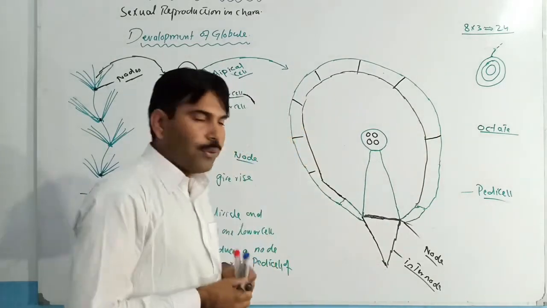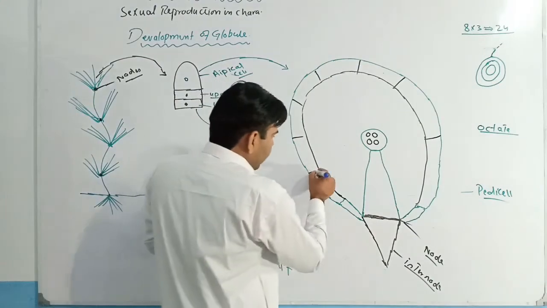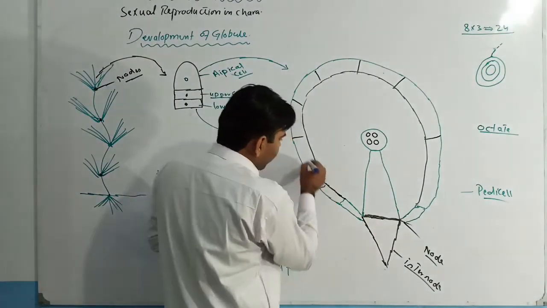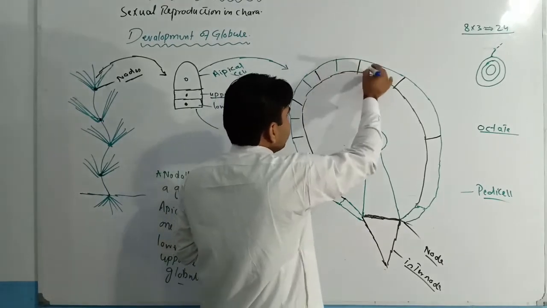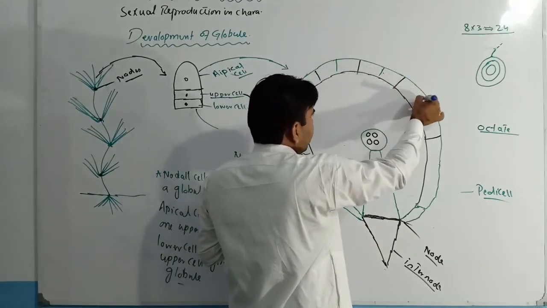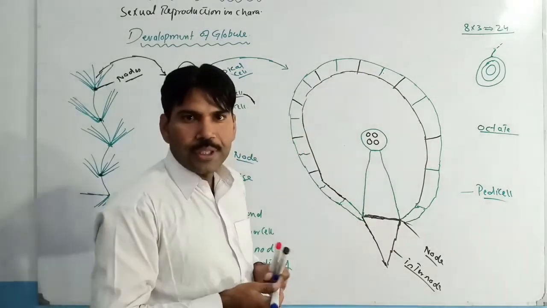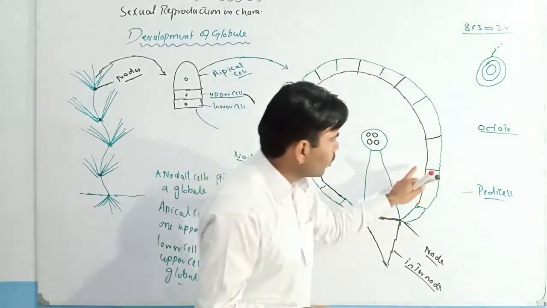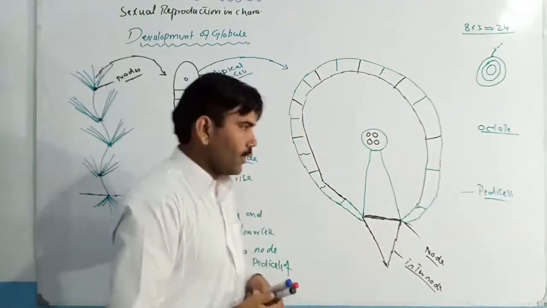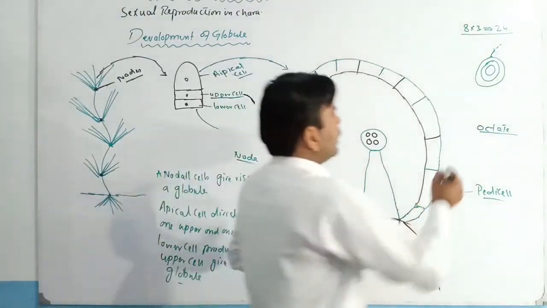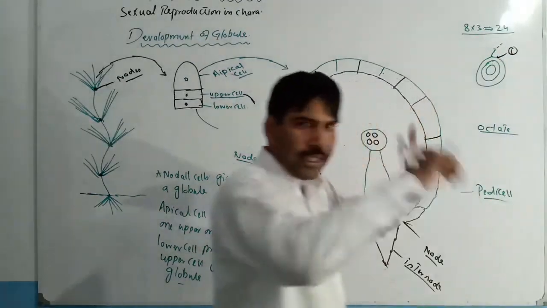So 8 cells are formed, but in the last lecture we also studied that some radial ingrowths grow and make this structure multicellular. So these are outgrowths, radial ingrowths, which grow inwards. That's why these structures are known as ingrowths. So this was the function of the outer layer of 8 cells.